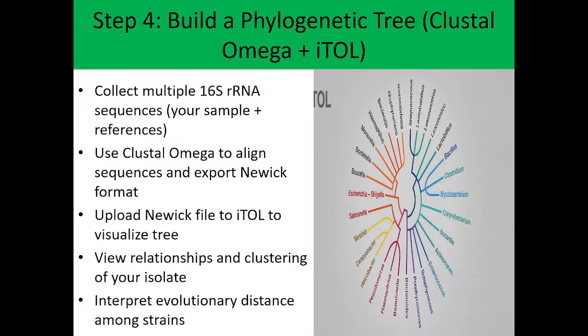What you will now do is to go to the database and look for references. So you go and get 3 more to add to your own 2, and that is when you can now employ a phylogenetic tree to know how closely related they are. You should be able to know that you collect multiple 16S ribosomal RNA sequences, which is going to be your sample plus other references.